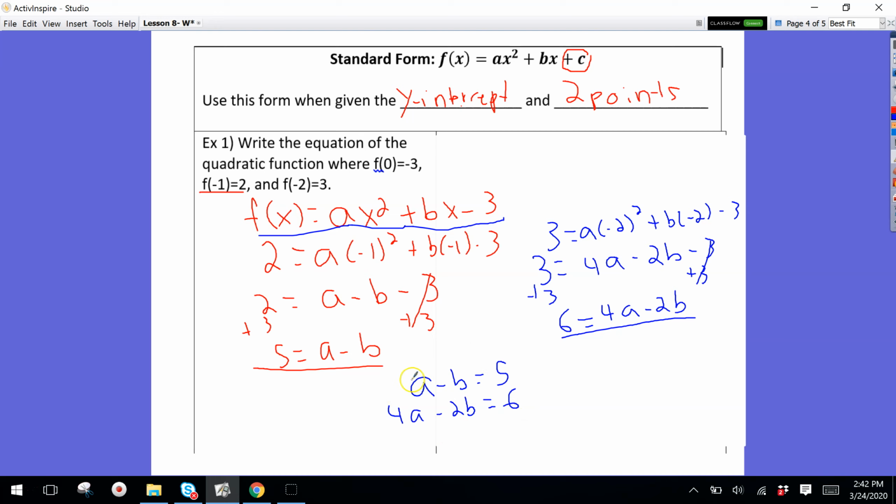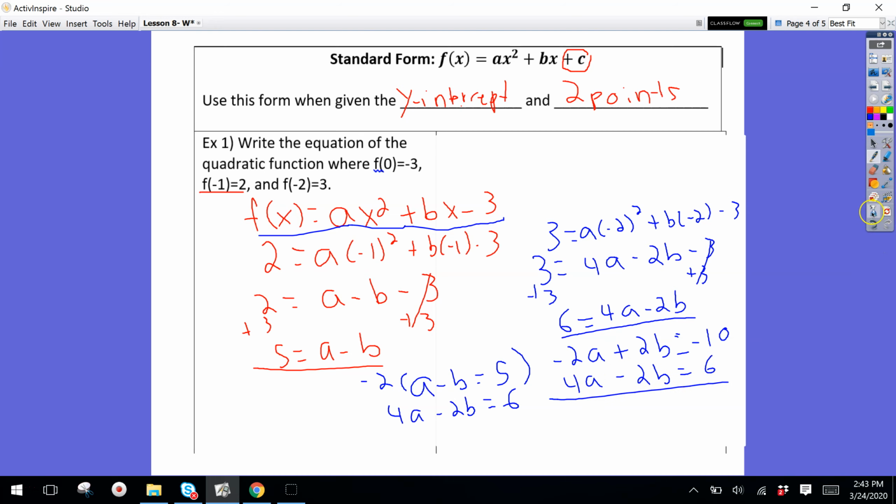Okay, so either we can make this into a -4, or we can make this into a +2. So I think I'm going to do +2 instead. So in order to get a +2 here, I need to multiply by -2 because I need to change that sign there. And so this is going to become -2a plus 2b, and then -2 times 5 is -10. And then here we have 4a minus 2b equals 6. And this is an equal sign. I'm sorry that kind of looks iffy there.